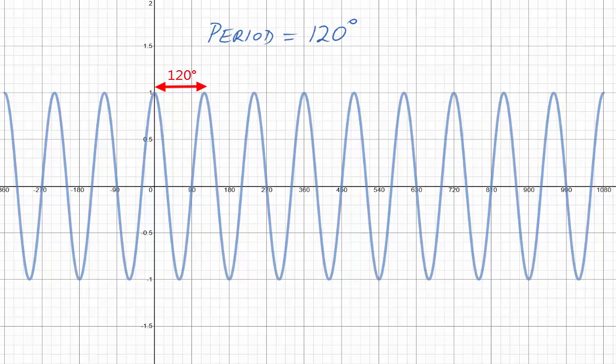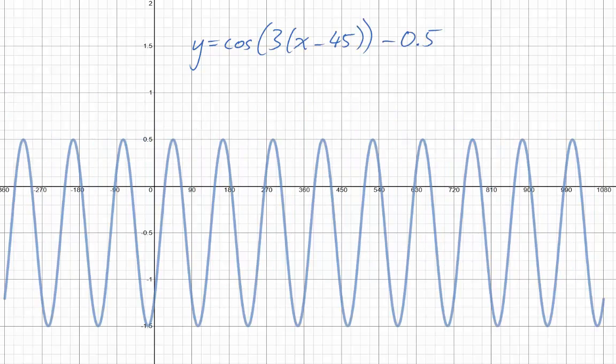Even if a cos graph is translated up, down, left or right, it will still have a period. For instance, the graph of y equals cos 3 times (x minus 45), minus 0.5 has been shifted right 45 and down 0.5 units. But the period is still 120 degrees. The only thing that affects the period is how much the graph is dilated horizontally.